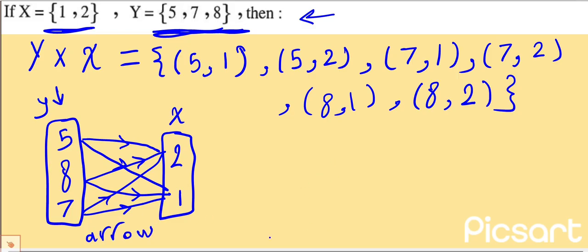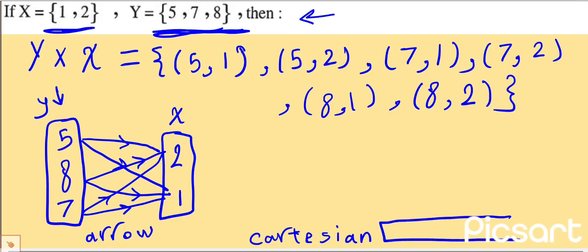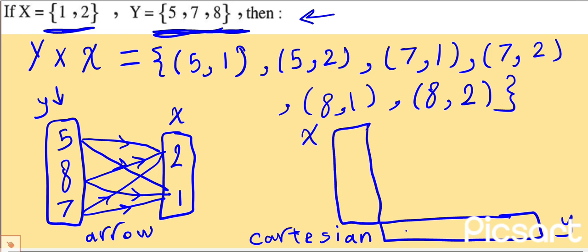Okay, what about the Cartesian diagram? First we'll do horizontally Y. This is Y. And vertically X. Excellent. And then the elements of Y, 5, 7, and 8, and 1 and 2. Excellent.